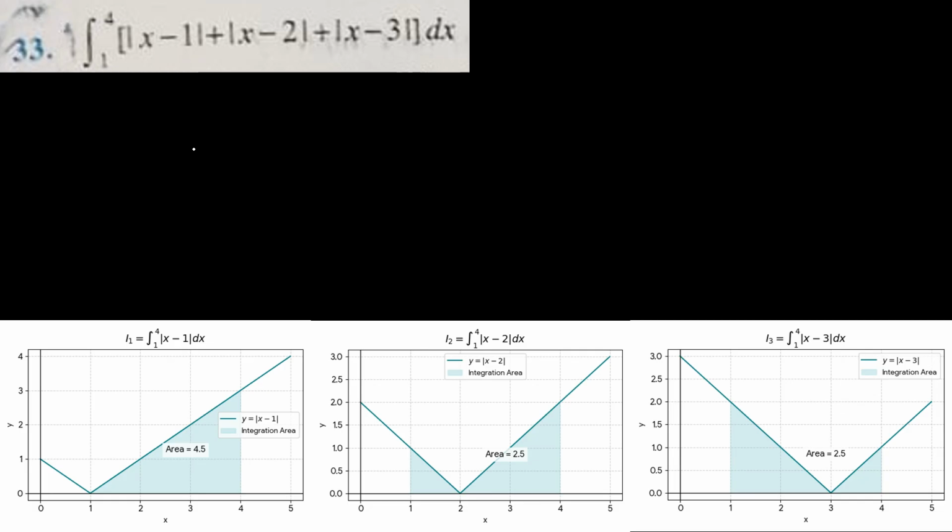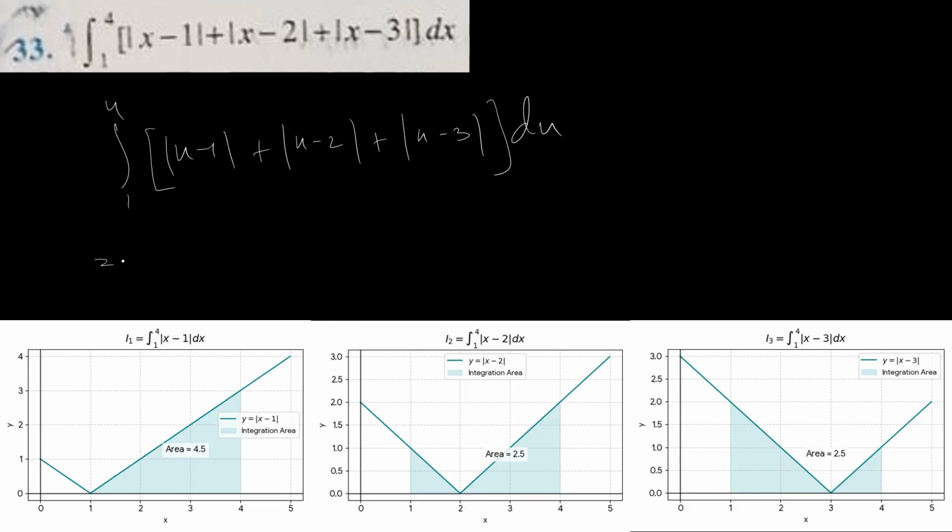This is the next question. This is our integration 1 to 4, modulus x minus 1 plus modulus x minus 2 plus modulus x minus 3, dx. Now this thing, what I will do here, I will split the integration. I will show you in the next page.